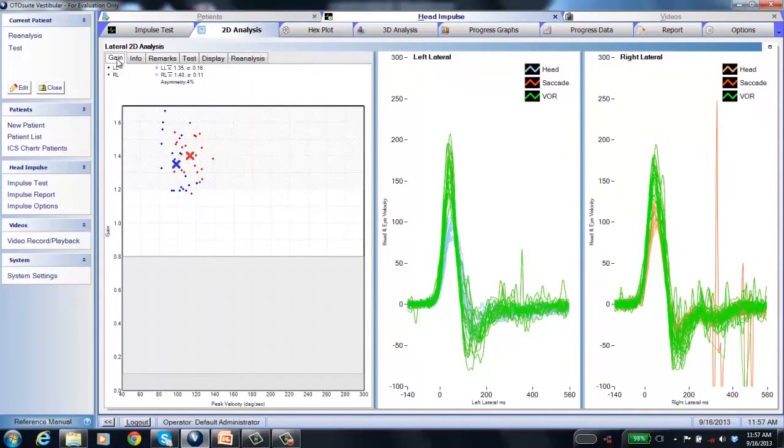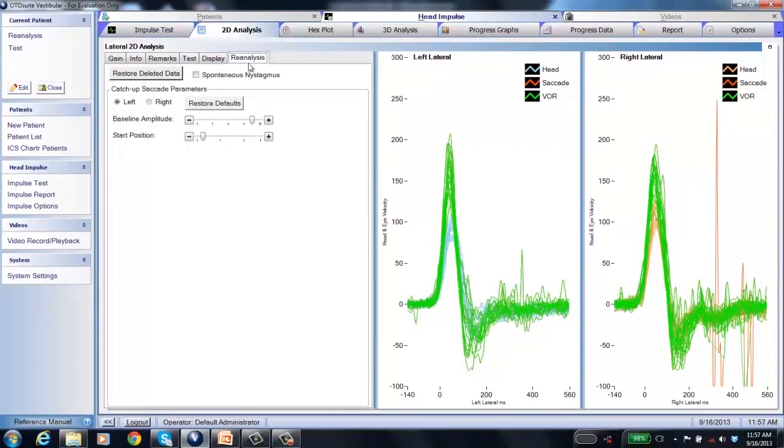Now, let's say you decide that you did this and you want to go back to the original, all you have to do is hit Restore Default, and that goes back to what the algorithm believed is the correct result. So that's the way you reanalyze. It's very simple. You just need to make sure that you choose either right or left, because you can do each one independently, and then use the slider bars, leftward or rightward, to adjust the colors, and then when you go to the gain graph, it's recalculated your gain for you.